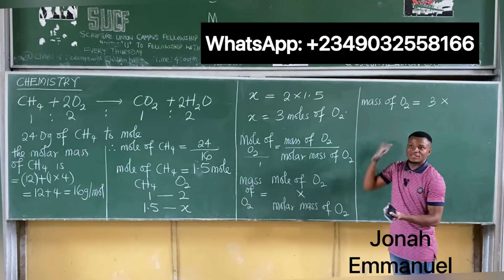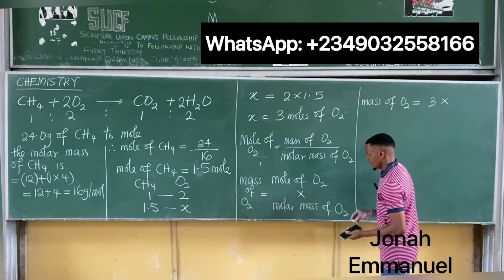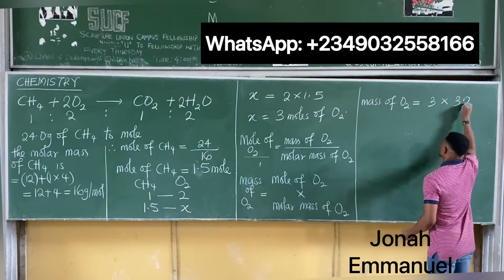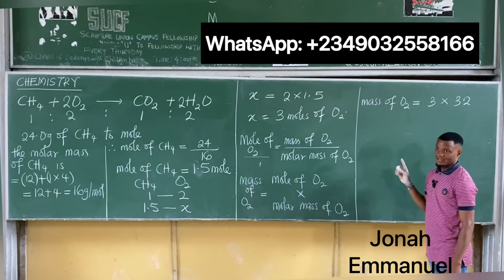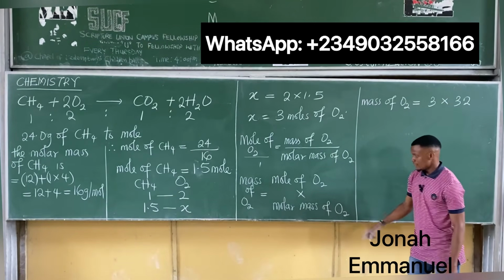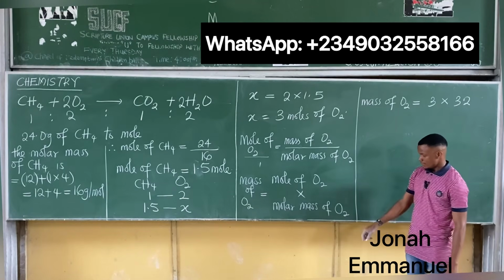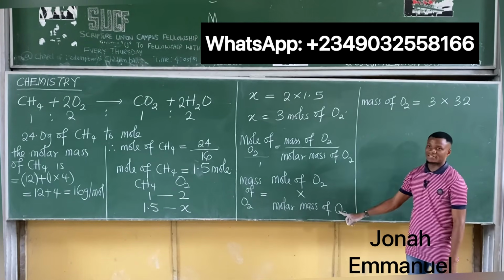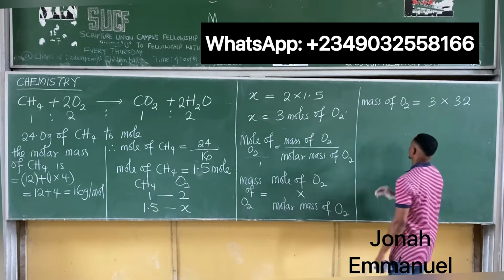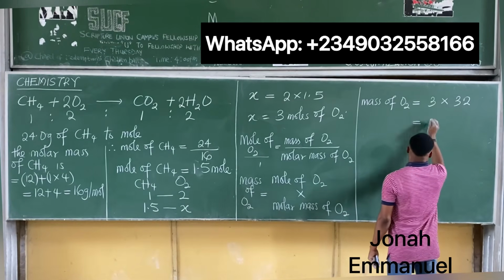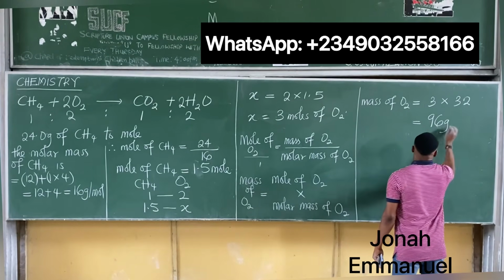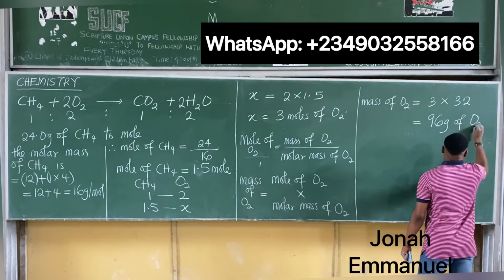From my previous example, what's the answer? 30? 32. So please remember how we got 32. Oh, please go and check. We calculated this one here. For oxygen, 32. Yes. That was 16 times 2. Alright. So what's my answer here? 96 grams of what there?